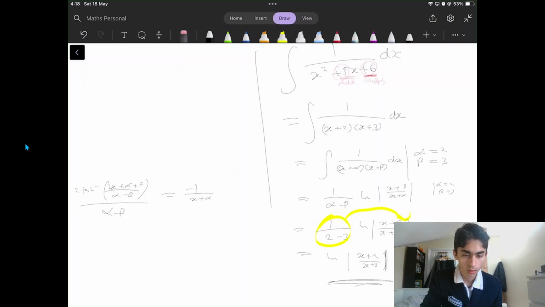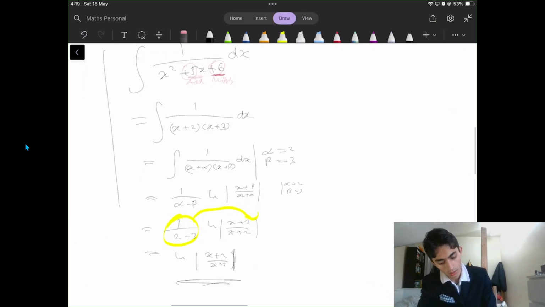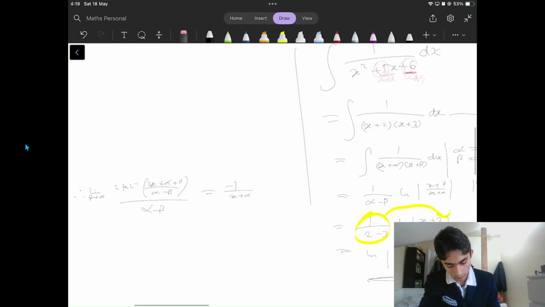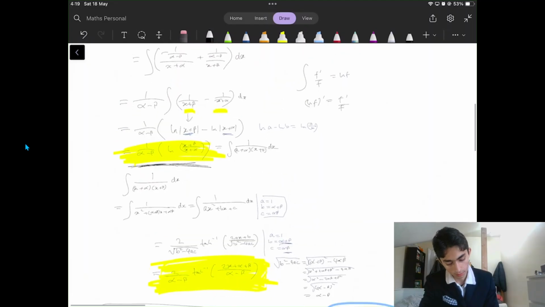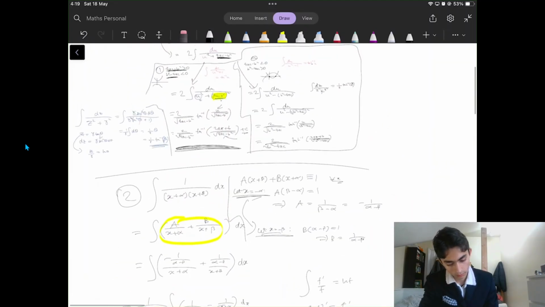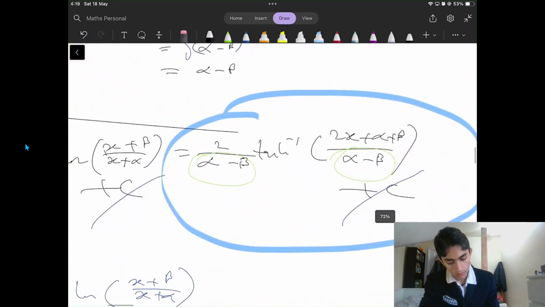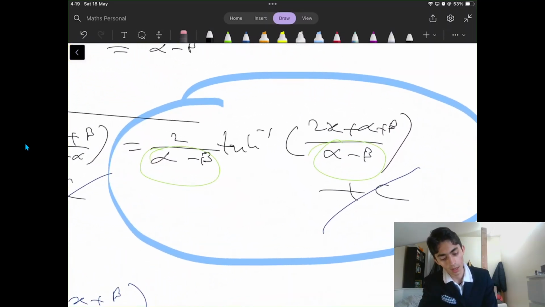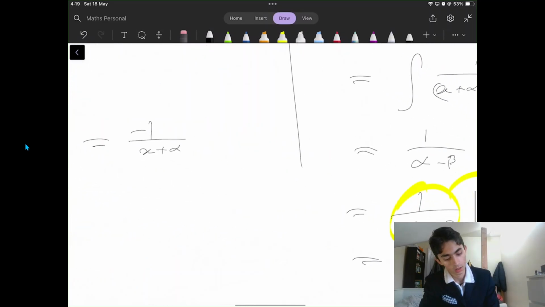So that's what we get if we use the log definition. What if we use the hyperbolic inverse tan definition? We get that this is equal to, what is it? Yes, this stuff over here: 2 over alpha minus beta times hyperbolic inverse tan of 2x plus alpha plus beta over alpha minus beta. Let me just put that in for you.